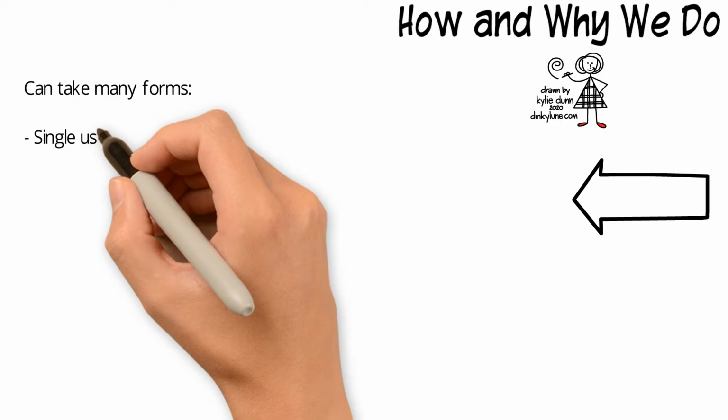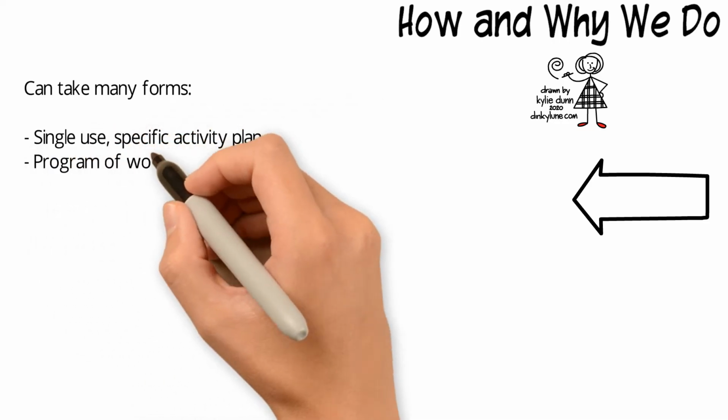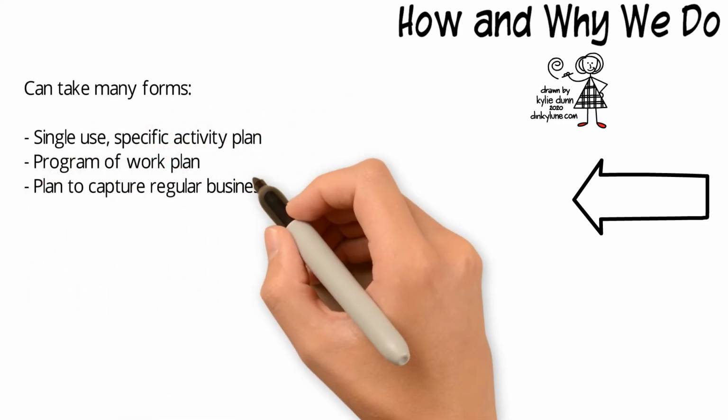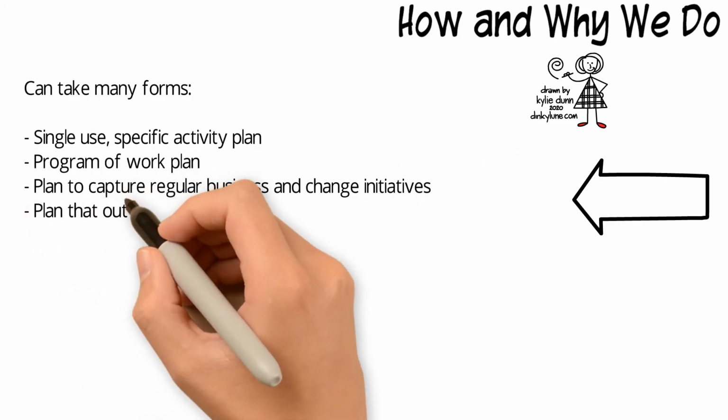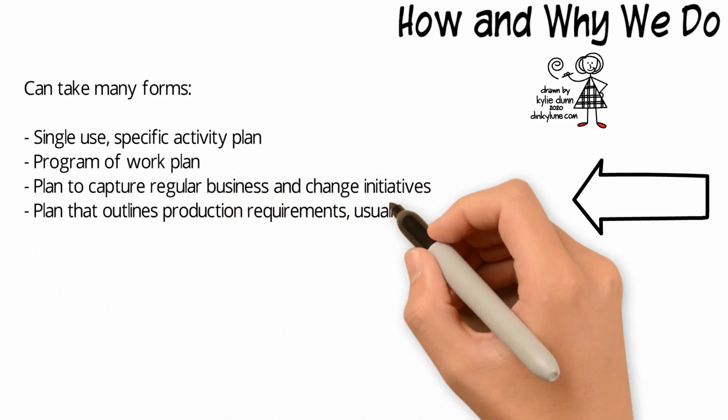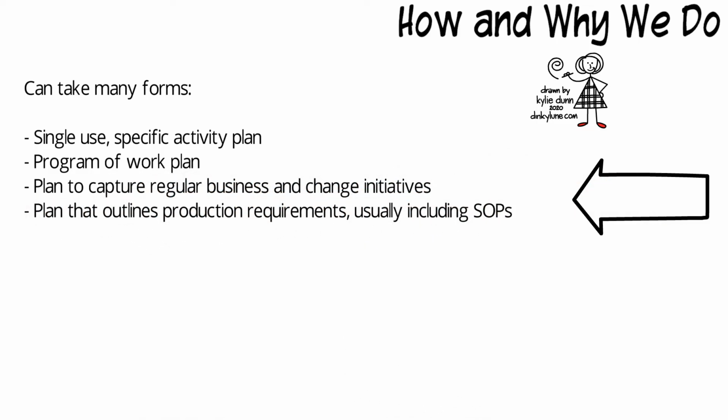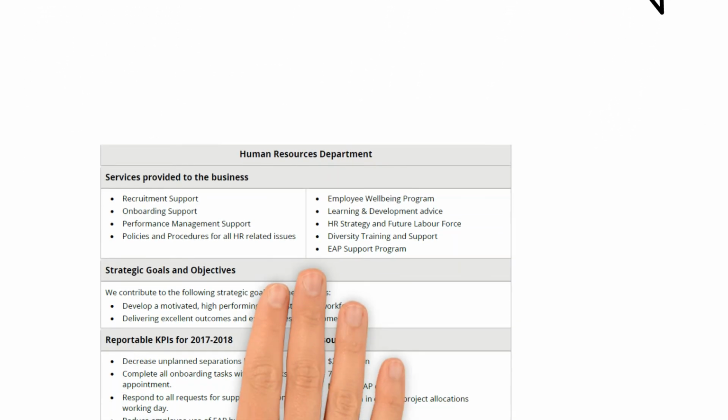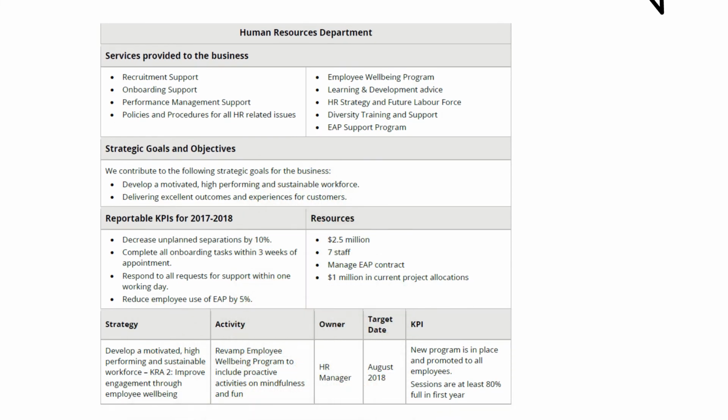As I mentioned, operational plans can take many forms. It might be a dedicated document that outlines all the content mentioned earlier. It might be a program of work. It could be multiple documents, one that captures all your business as usual work and KPIs, and another outlining initiatives and projects. It's really a free-for-all in this space. I've included a very simple example of what an operational plan could look like. Yours is probably something very different.